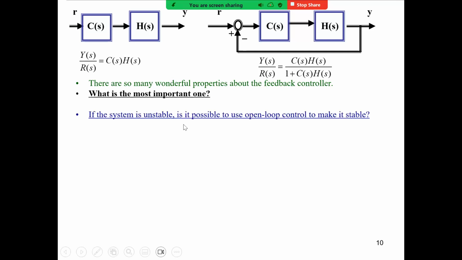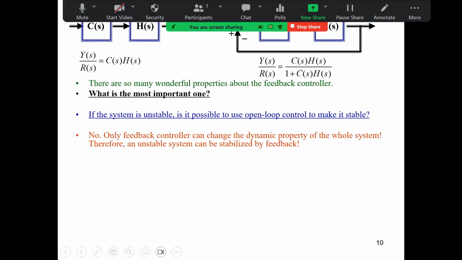If the system is unstable, is it possible to use open loop control to make it stable? If there are unstable poles inside the transfer function, no matter how you design this thing, I already showed you that you cannot cancel them out. Because you cannot cancel them out, the unstable pole will always be there. So only a feedback controller can change the dynamic property of the system. Therefore, an unstable system can be stabilized by a feedback controller.